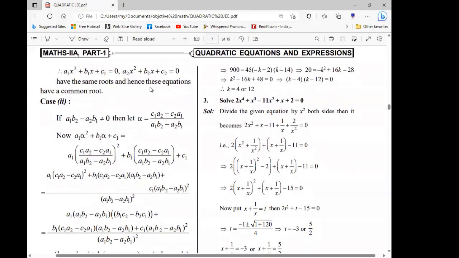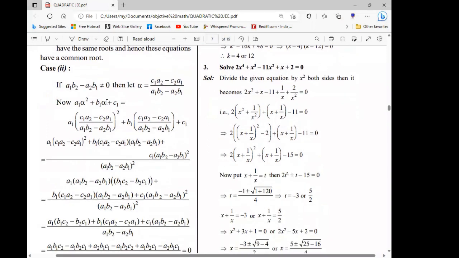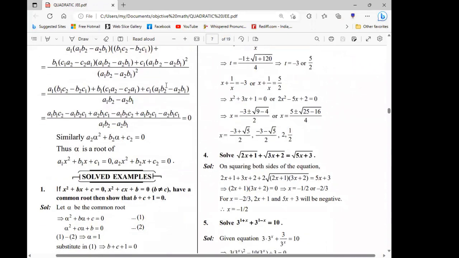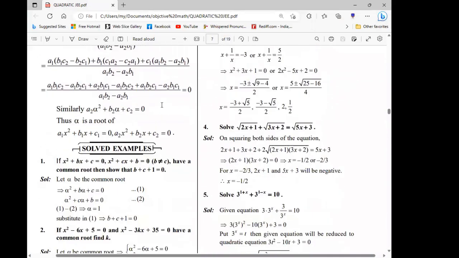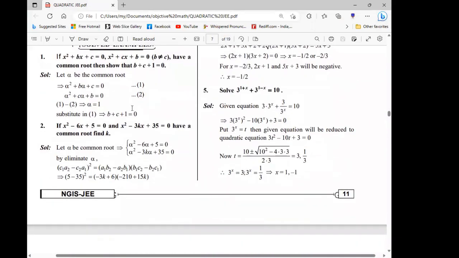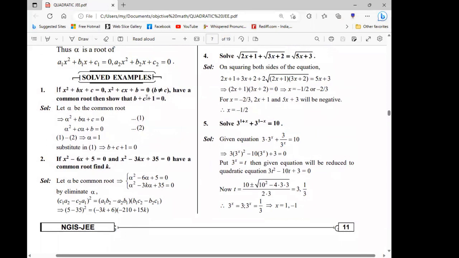Hence both of these two equations have the same roots, and hence these equations have a common root. If it was not equal to 0, then the denominator must not equal 0. That means a common root exists, and the condition is the formula we already know. Now, some solved examples on this concept.